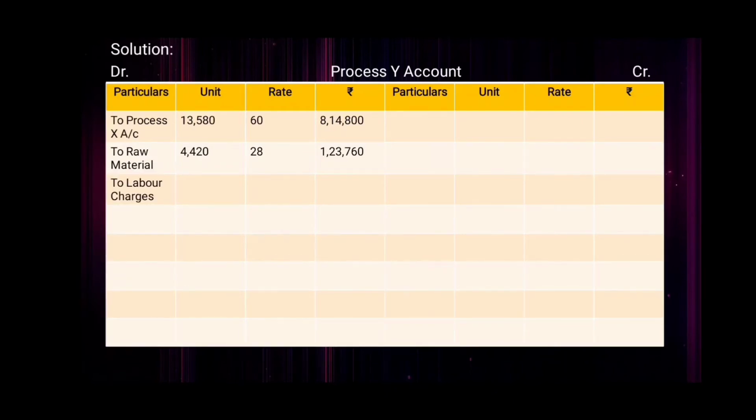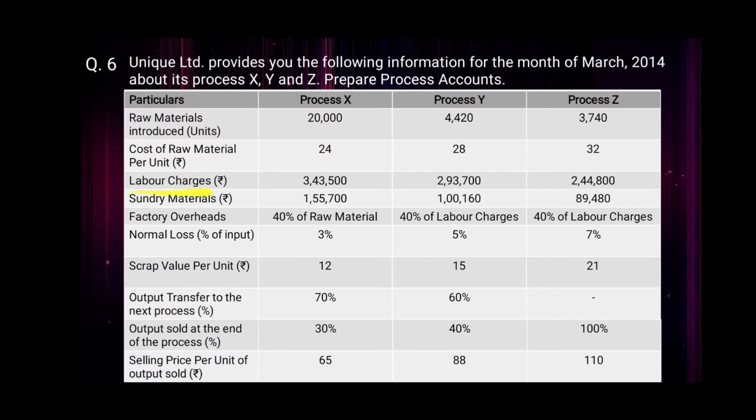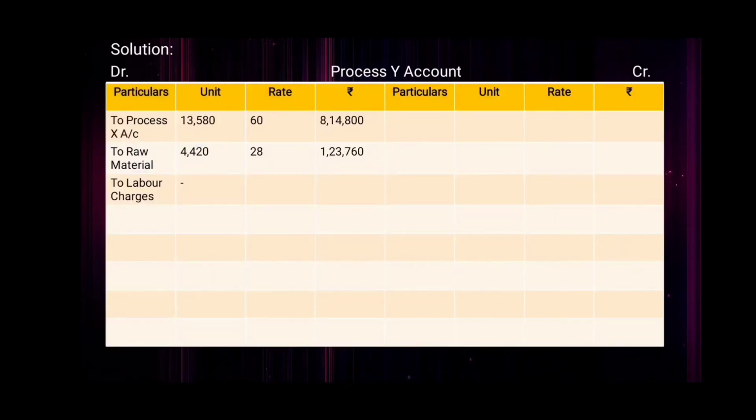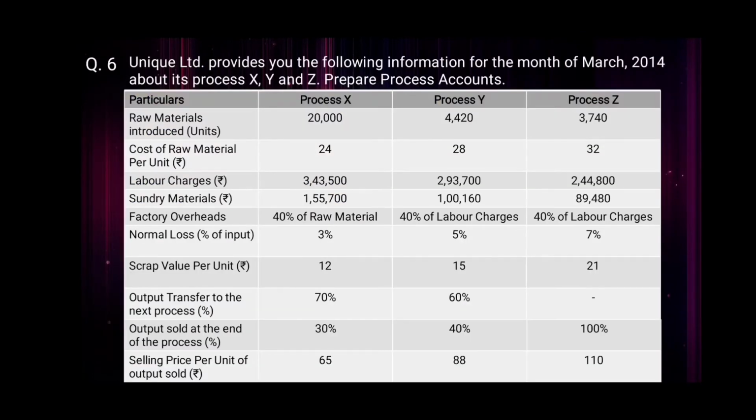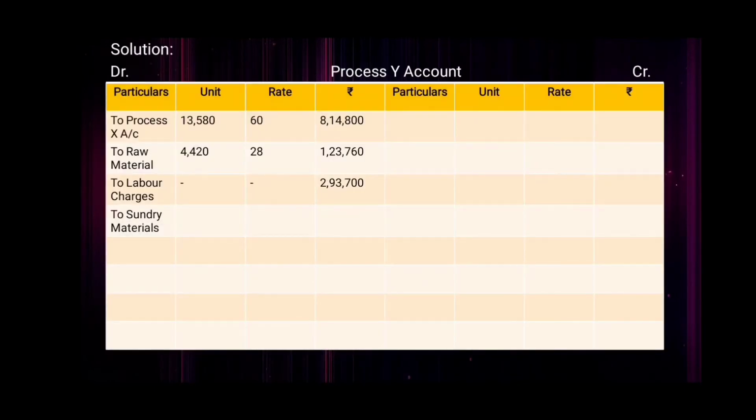To labor charges for process Y is given as 2,93,700. So we'll record it, 2,93,700. Now sundry materials for process Y is given as 1,160. So let us record it. To sundry materials, amount is given as 1,160.